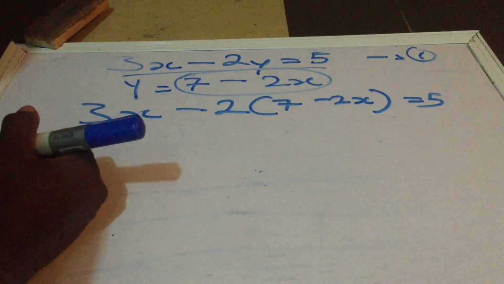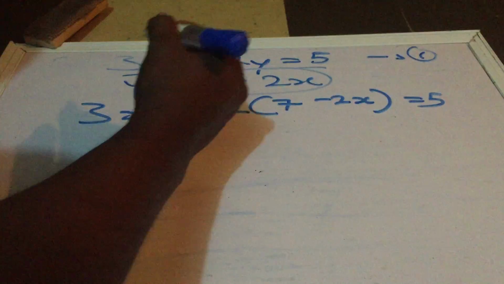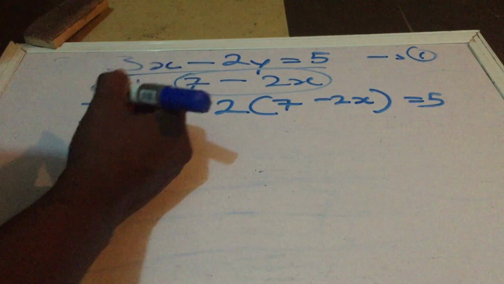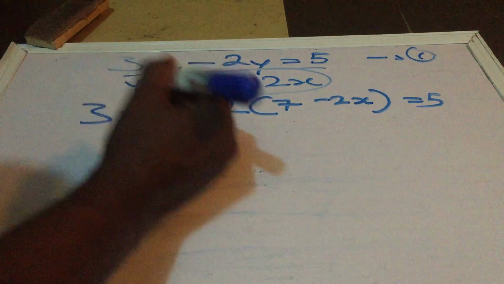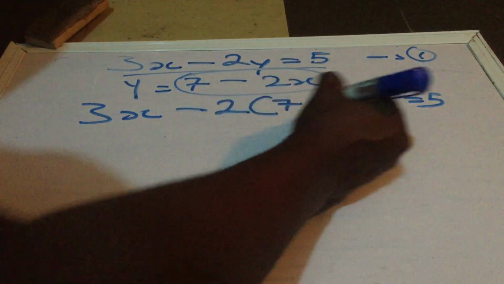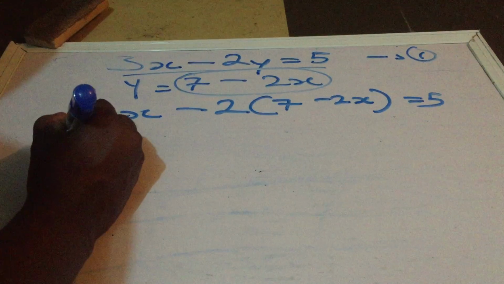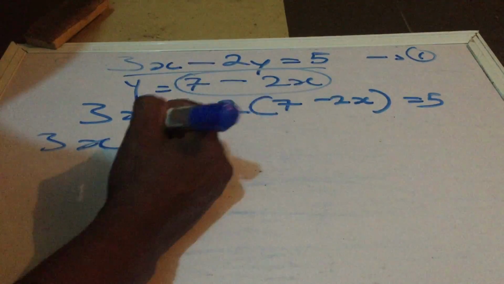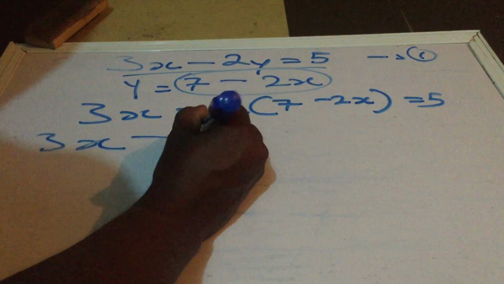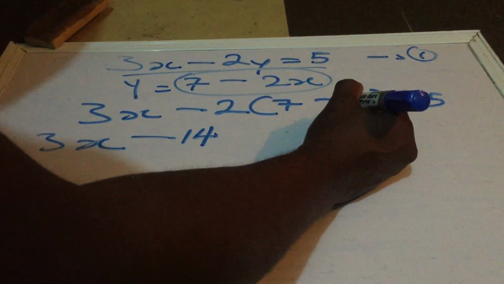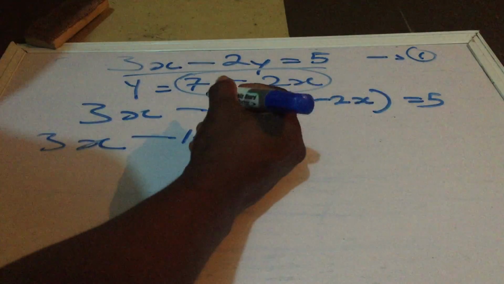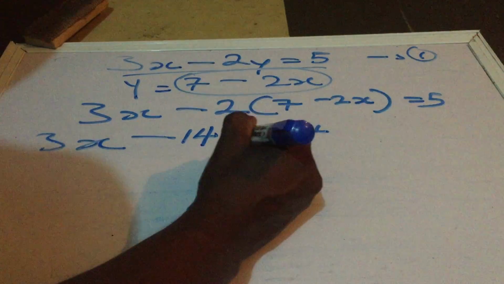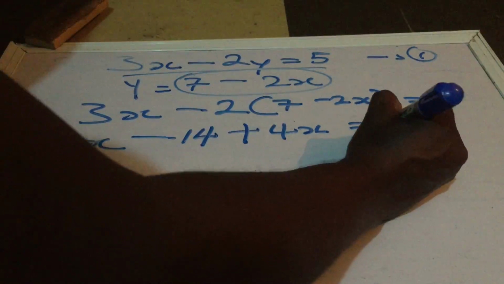Now I want to get x. I will use BODMAS here. When I want to solve it according to BODMAS, I will first solve the brackets. Then we say 3x minus 2 times 7, that gives minus 14. Minus 2 times minus 2x: minus times minus will give us plus 4x. Then it is equal to 5.